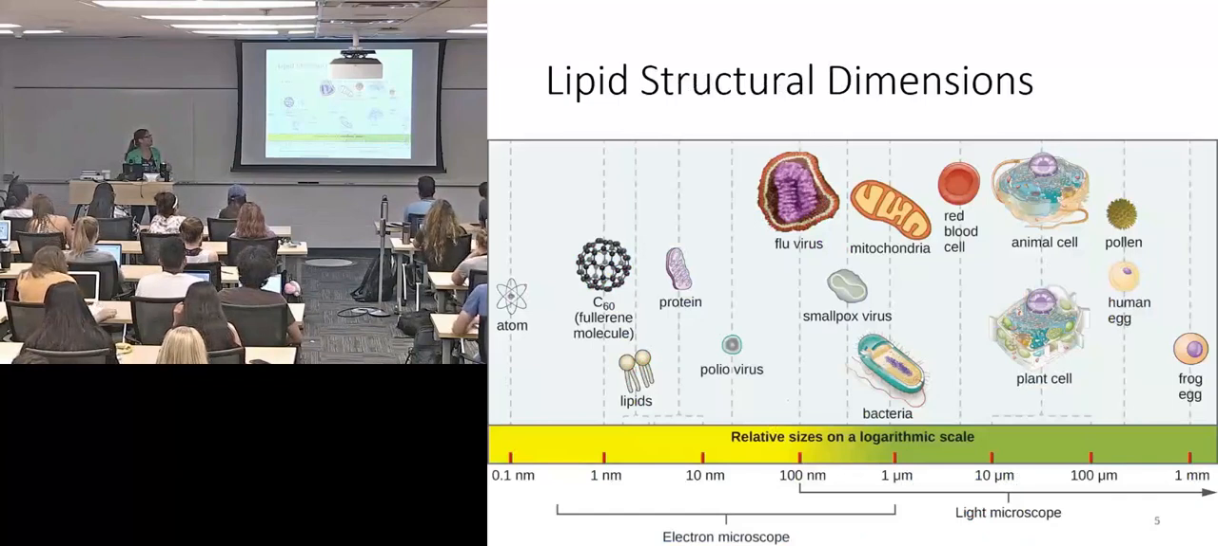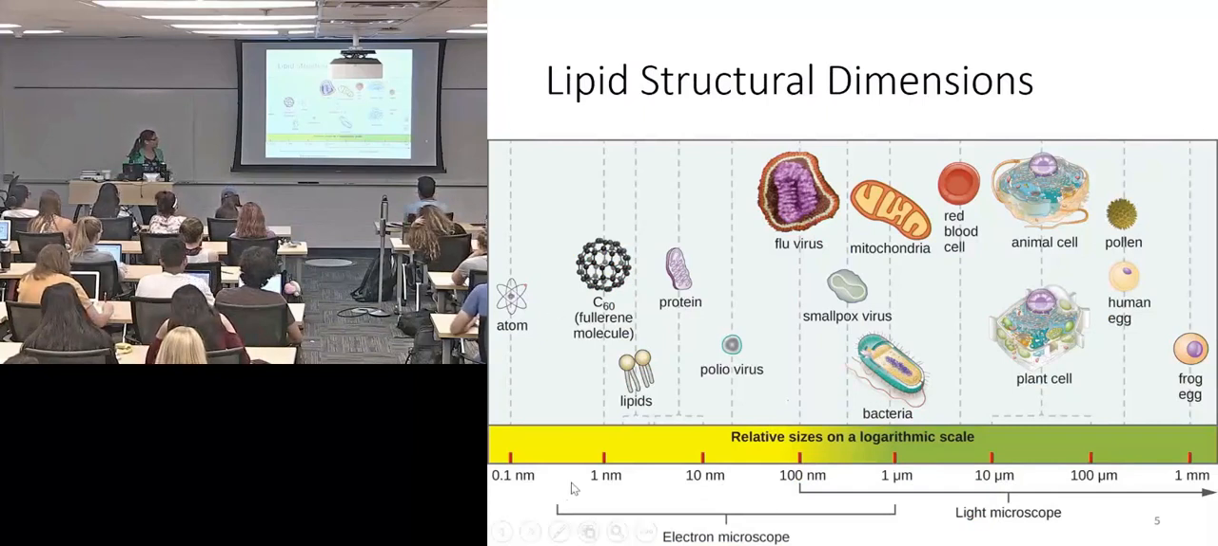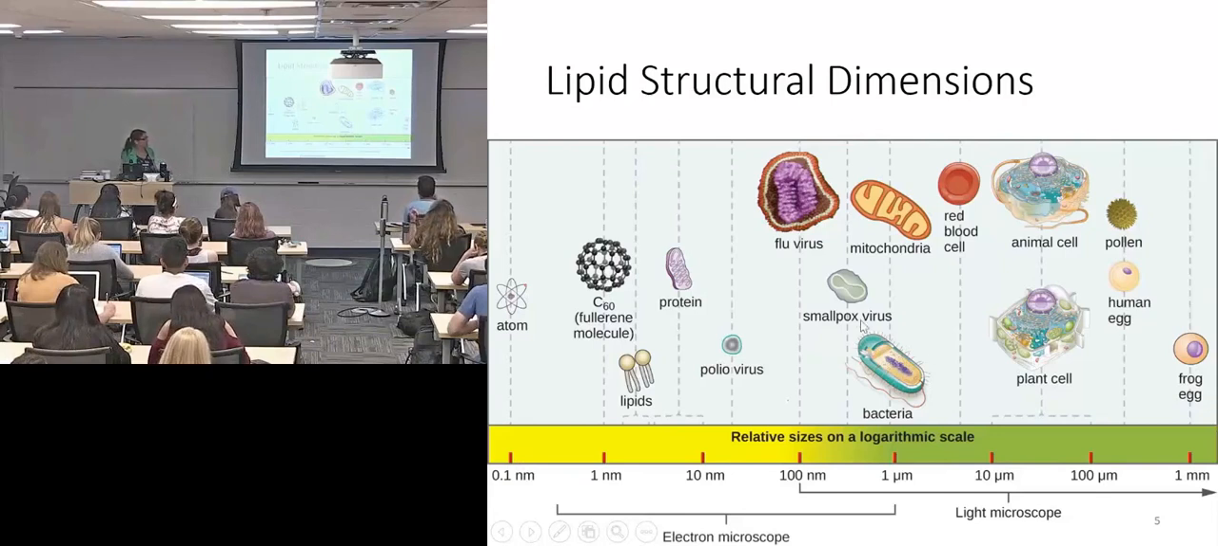So if we think about the structural dimension of the different lipid structures that I've talked about, first of all, we have a logarithmic scale here from 0.1 nanometers, which is 1 angstrom, up through 1 millimeter. So we're looking at atomic level through embryonic size, and then out here at 10 or 100 times more, you would get an actual chicken egg or something. So look at lipids here. We're on the order of about 1 nanometer, maybe a little bit bigger. Proteins are a little bit bigger than that generally.